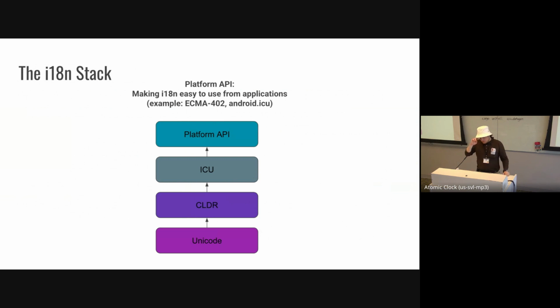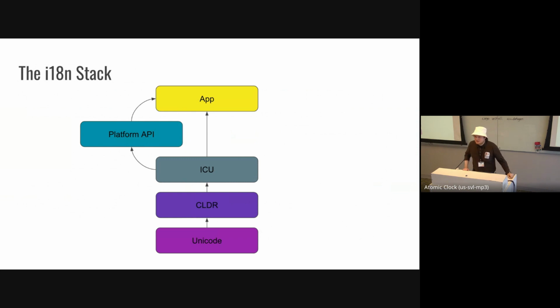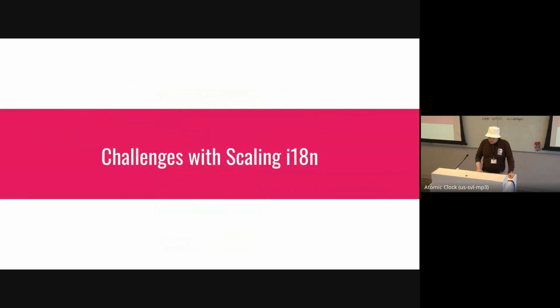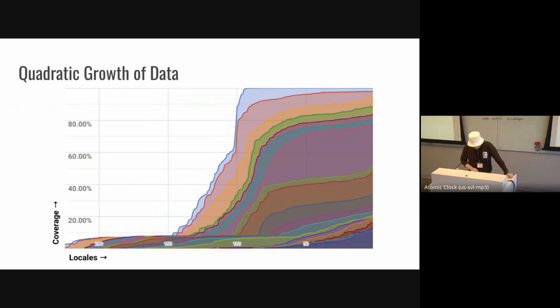Sitting on top of ICU is the platform API. This makes it easy to use I18N from applications, including, for example, ECMA 402 and Android ICU. And then sitting on top of all that is your app. Your app can use ICU directly. It can also use ICU through the platform API. So with this in mind, let's go ahead and talk about some challenges with scaling I18N.